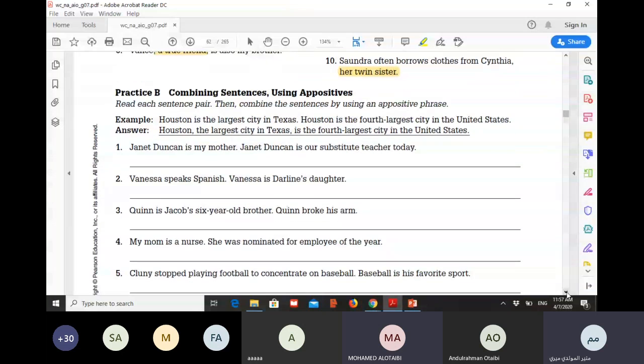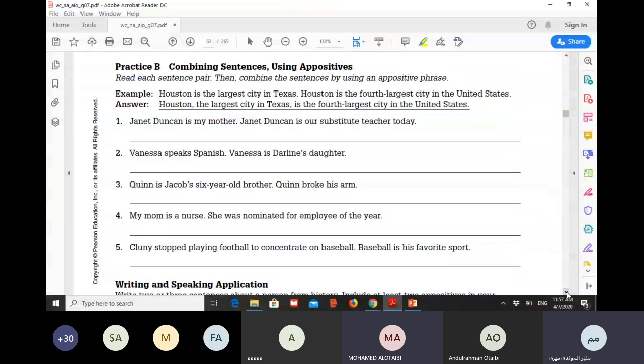Muhammad Shawi. Practice B: Combining sentences using appositive. Read each sentence pair, then combine the sentences by using an appositive phrase. Example: Houston is the largest city in Texas. Houston is the fourth largest city in the United States. Answer: Houston, the largest city in Texas, is the fourth largest city in the United States.